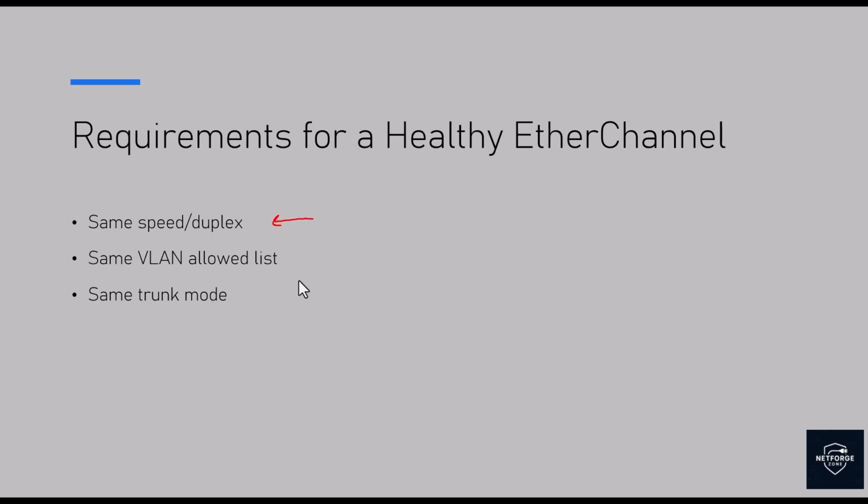If one of them says VLAN, for example, 10 is not allowed, and the other one says 10 is allowed, this is not going to work. So configuration should be the same. Be very careful about this. And this is a requirement. There are some other requirements actually, but these are the most important that you need to know.